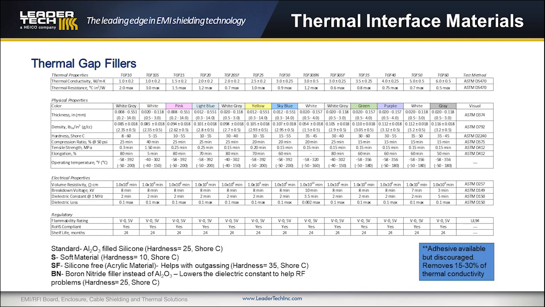Here is our selection of our silicone-based thermal gap fillers or TGF. Their thermal conductivity ranges from 1 to 8 watts per meter Kelvin. Available in soft material with a hardness of 10 Shore C, silicone-free acrylic that reduces material outgassing, boron nitride that provides electrical insulation, fiberglass carriers with low tack, allowing material reusing for prototyping purposes. These are also available with adhesive, but this is discouraged since it reduces the material conductivity by 15 to 30%.